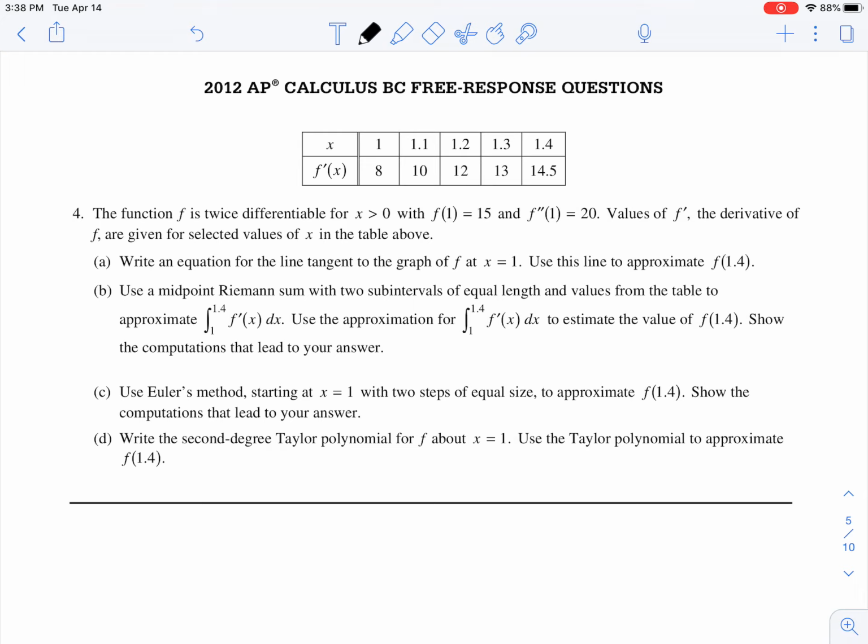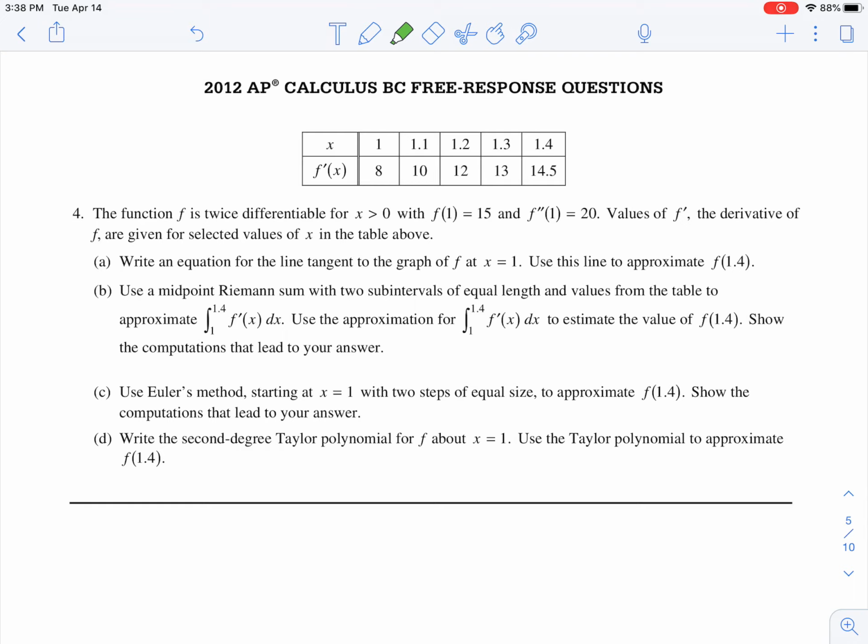So if you've read the problem, you'll notice that we're given a table of values of x, and we're given the values of f prime of x at those specific x values. And if you read through these specific parts, there are actually 4 different things, but they're all asking you to do the same thing.